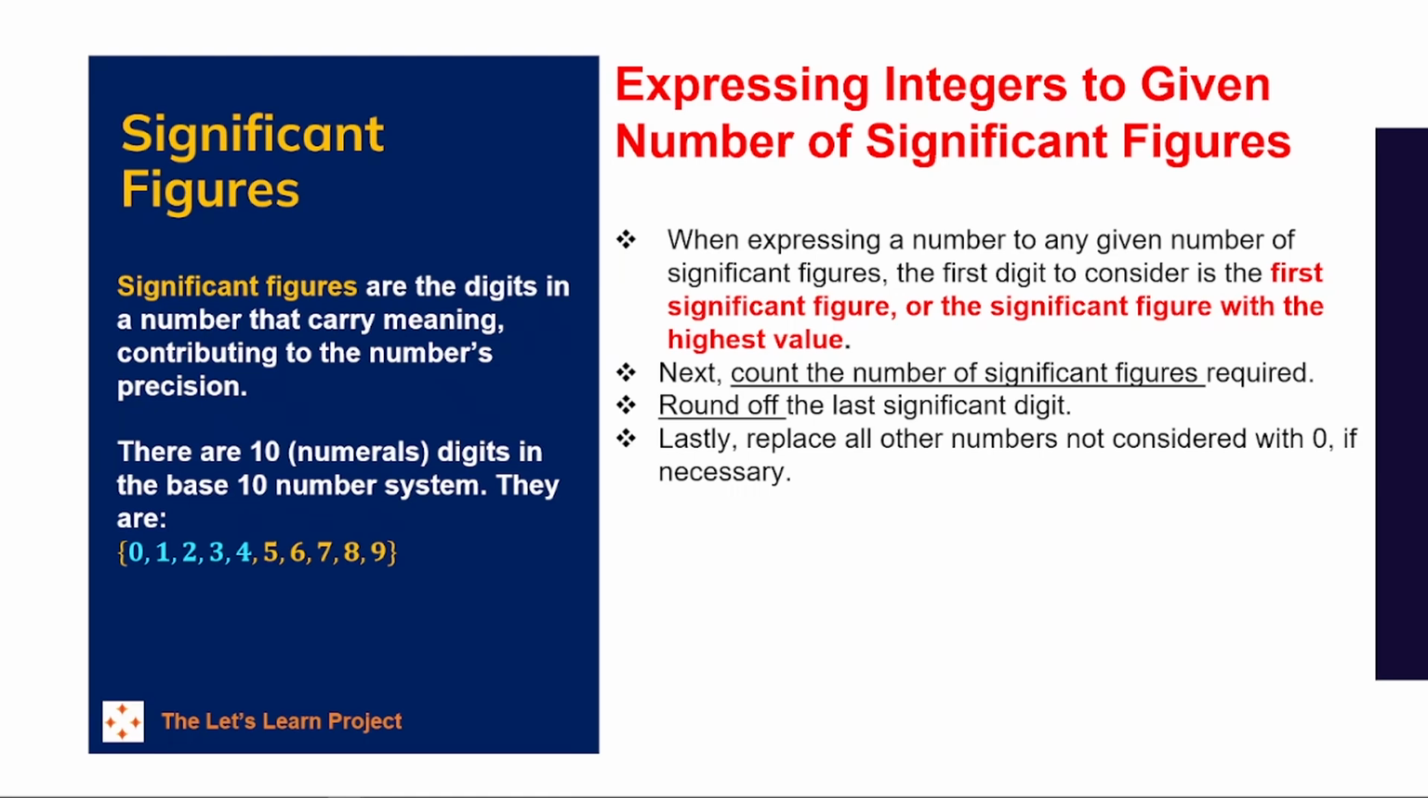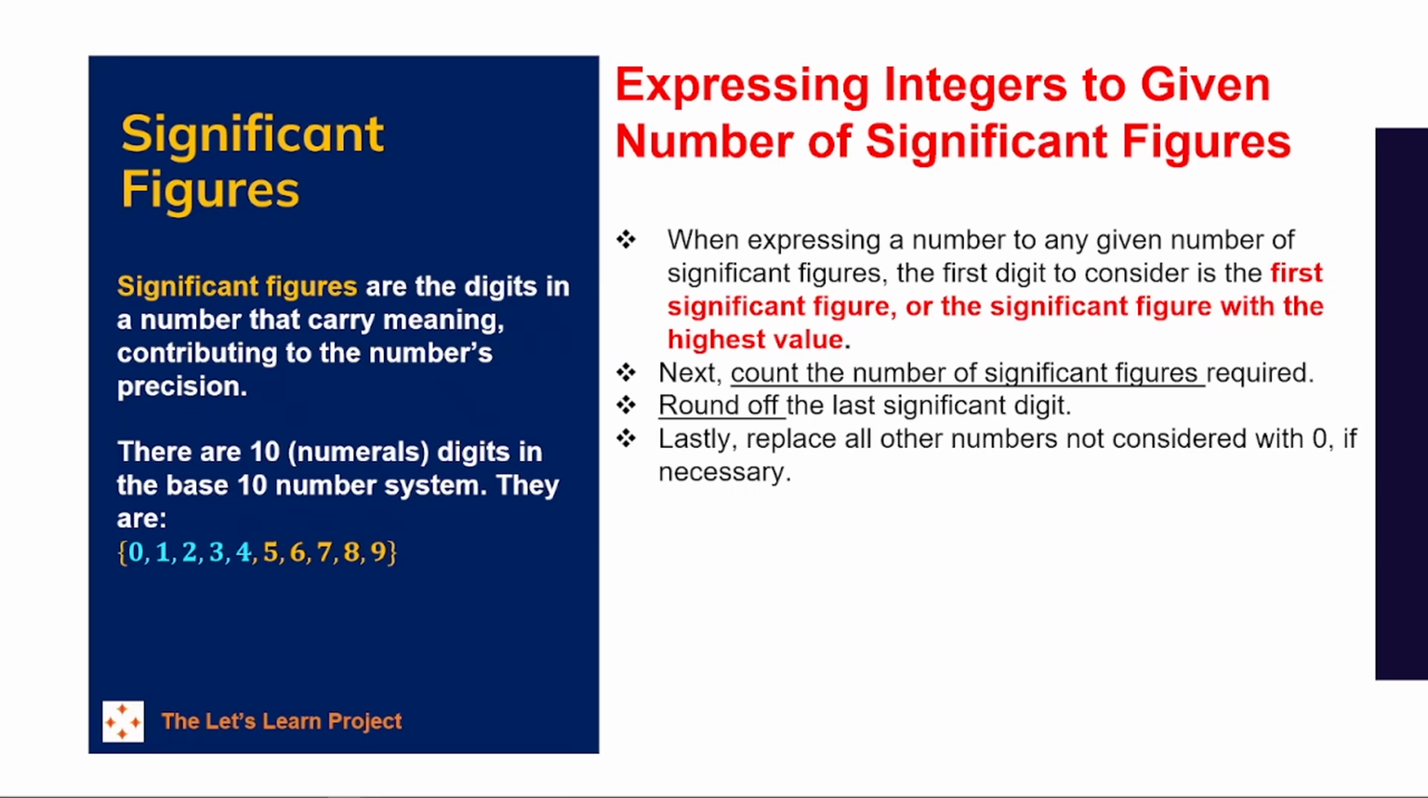Since the question required you to express the number to two significant figures, those are the two that you will take. If the question required you to express the number to three significant figures, then you go to the third significant figure. When you are done picking the number of required significant figures, then you round off the last significant figure. That is, you look to the right of the last significant figure. If the number is part of 0 to 4, you don't add anything to the last significant figure. But if the number is part of 5 to 9, then you round up.